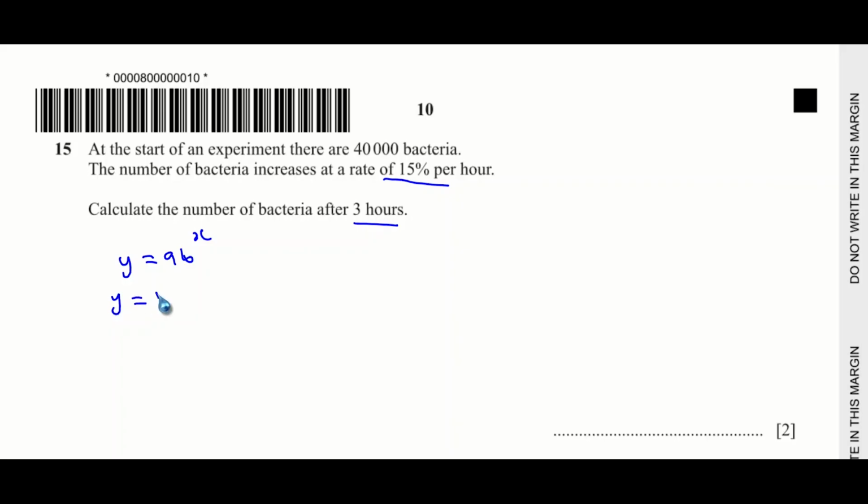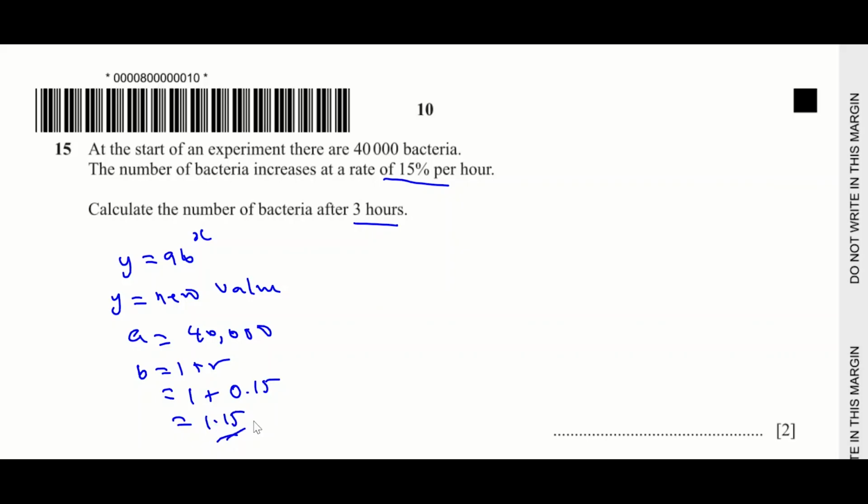will be the new value, and A is the current value, which is 40,000. Then B is equal to 1 plus R. Because it is growth, if it were decay, it would be 1 minus R. So 1 plus R, where R is 15%, which is 0.15, is equal to 1.15. Okay, and X is the time, which is equal to 3.